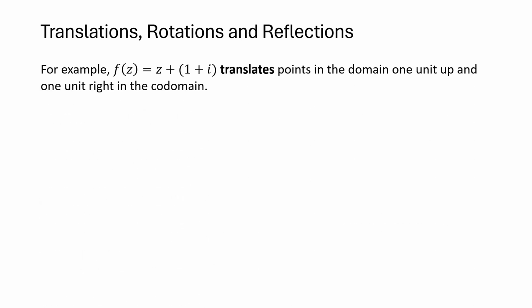Another approach in terms of plotting is to look at translations, rotations, and reflections. In the first example, we have a translation, f of z equals z plus 1 plus i. This takes each point z and maps it in the codomain 1 unit up and 1 unit to the right.